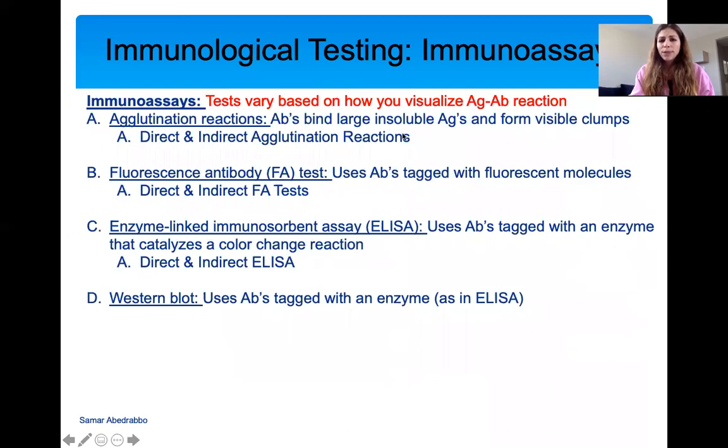The immunoassays we're going to talk about are agglutination reactions, fluorescence antibody tests, enzyme-linked immunosorbent assay or ELISA, and Western blot.